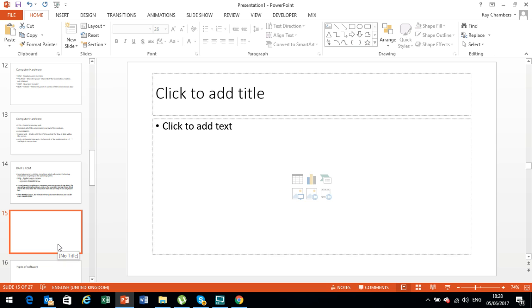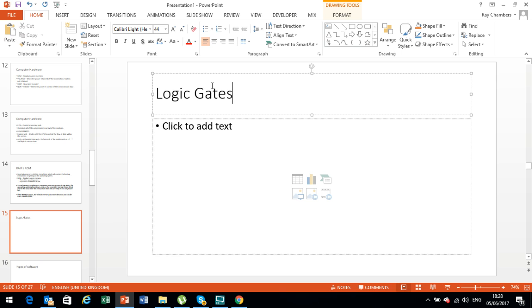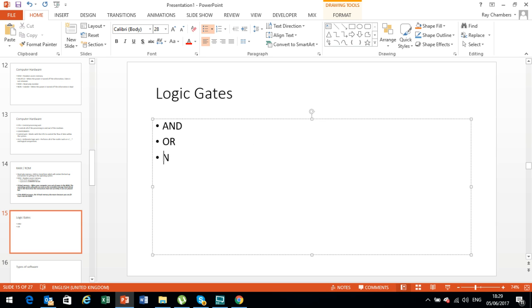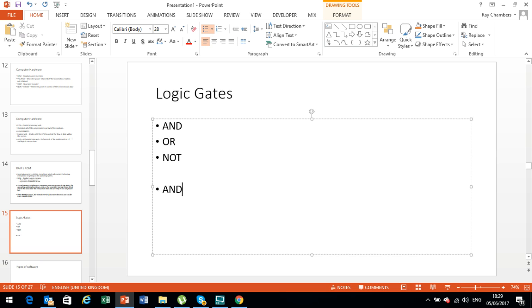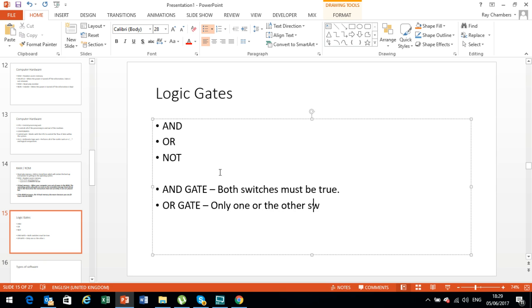The other thing that you have, which I'm going to go over quickly, I'll do this in the lesson tomorrow, are logic gates. I did say I wouldn't keep you too long, but you've got AND, OR, NOT. AND gate, basically both switches must be true. OR gate, only one or the other switch can be true. One of the switches can be turned on.